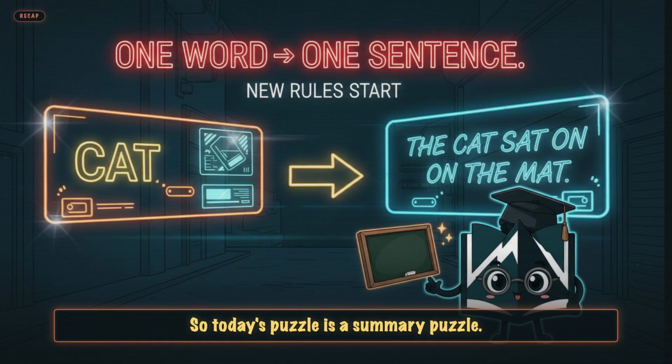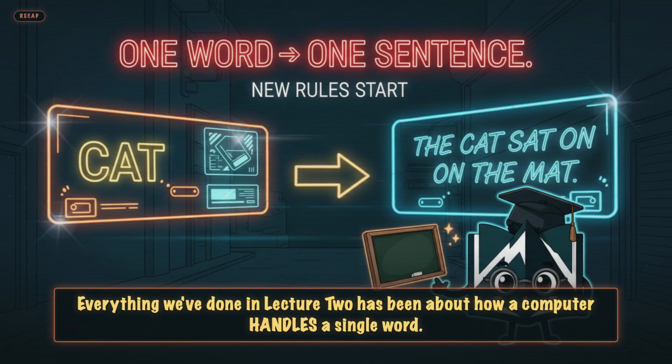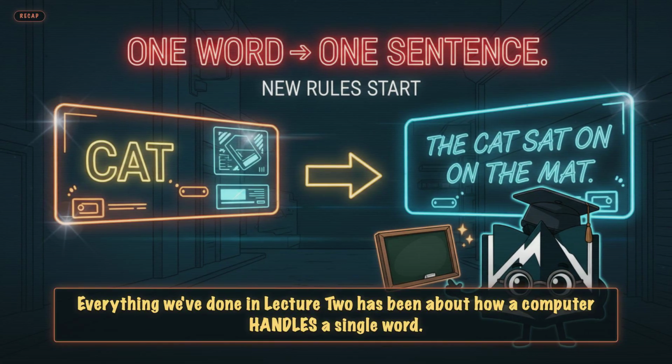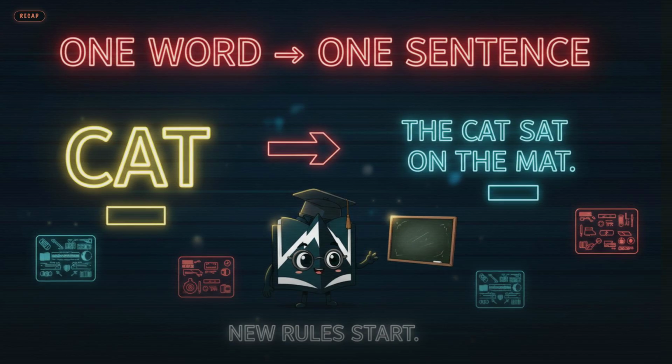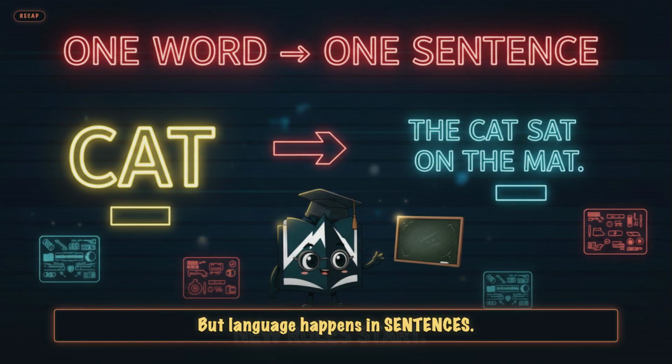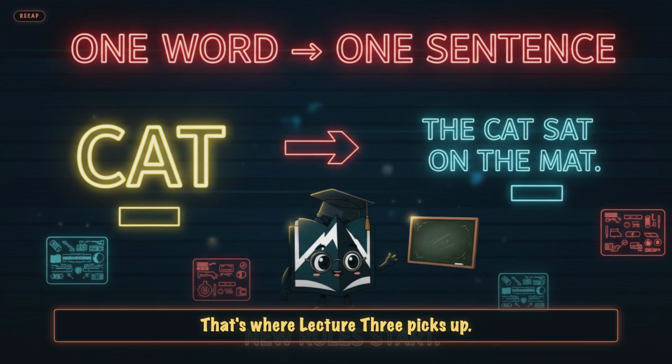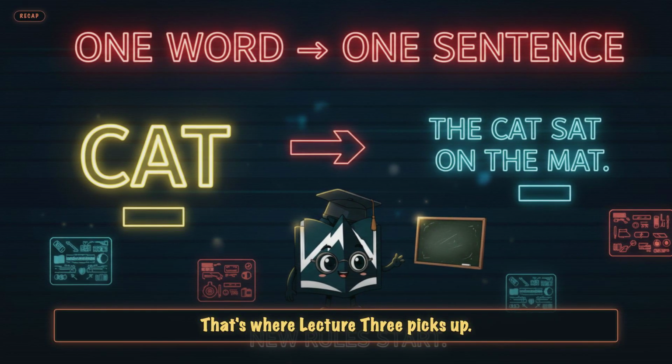So today's puzzle is a summary puzzle. Everything we've done in Lecture 2 has been about how a computer handles a single word, or a chunk of one. But language happens in sentences, and a sentence is way more than a bag of words. That's where Lecture 3 picks up.